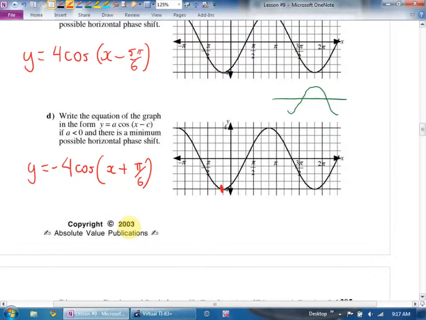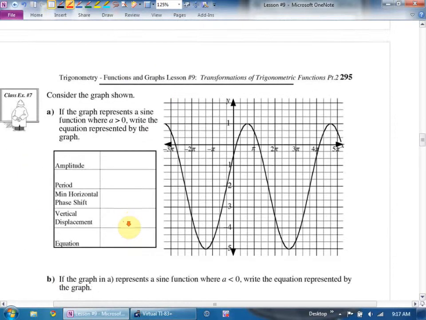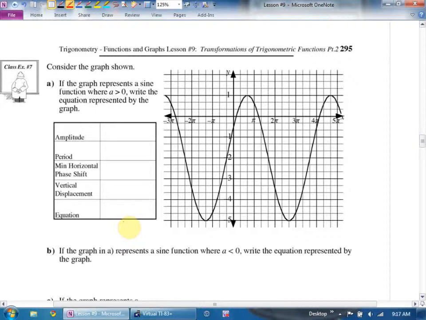Okay. Let's put the whole package together. You ready? Here is a trig function. I can write this as sine, or as cosine, or as negative sine, or as negative cosine. It's all going to depend on where I start my stopwatch, but we're going to have some things in common. What's the amplitude? Let's see. How high does this graph go? 1. How low? Negative 5. Total distance? 6. Amplitude? 3.